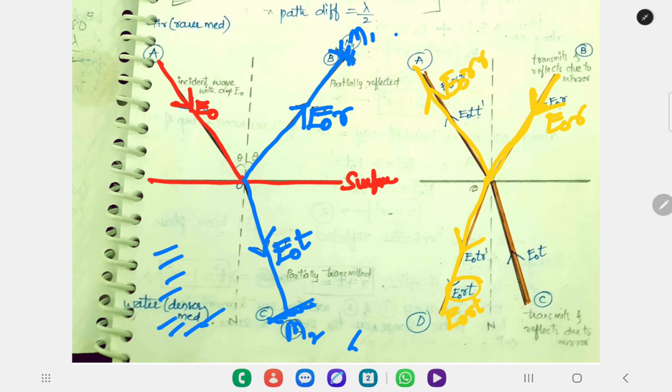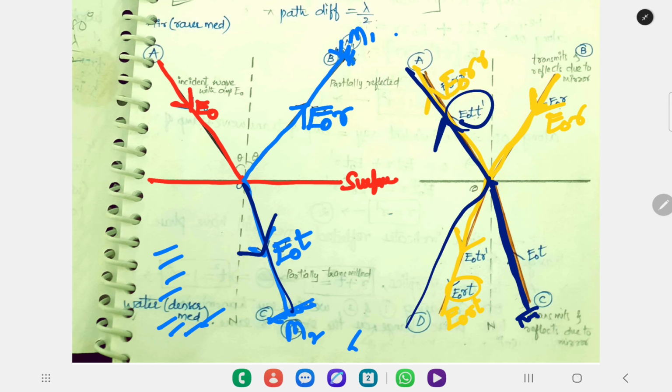Next, here we saw this E naught T in the first diagram going like this, right? As there was a mirror here, this one will reflect and transmit. Transmitting in this way gives us E naught TT dash, and reflecting in this way, on this line only, gives us E naught TR dash. Understood? So this is the way the lines are reflecting and transmitting.